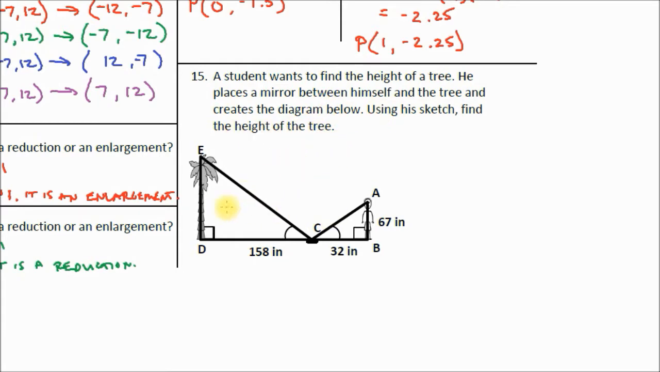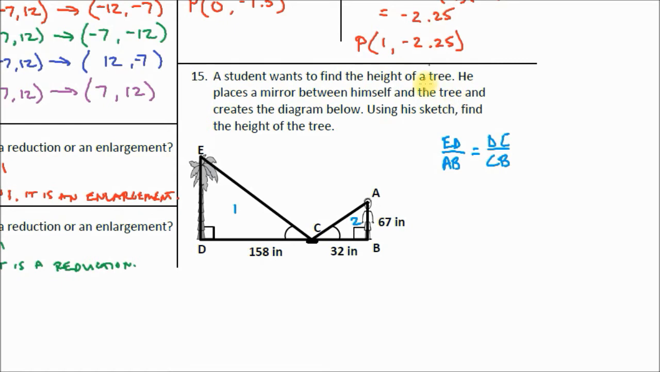Well, we've got two similar triangles created. We know that because they have a right angle that's congruent, and this angle is congruent by the law of reflection. So all we got to do is find our proportion. We know that ED, which is the height of the tree, goes together with AB, which is the height of the student. Go back to our original triangle. This is triangle 1, this is triangle 2. We go back to triangle 1. We've got DC on the bottom, and that goes together with CB from the other triangle. So there is our proportion.